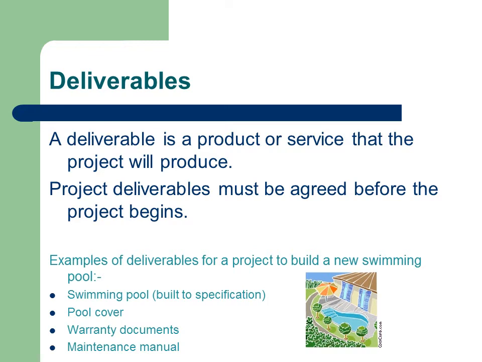It's important to differentiate between the two different types of deliverables in your scope statement. For the purpose of this course, we will consider only the final project deliverables, that is, the products or services which will be handed over to the customer. Examples of deliverables for a project to build a new swimming pool are the swimming pool itself, built to specification, pool cover, warranty documents, and maintenance manuals.